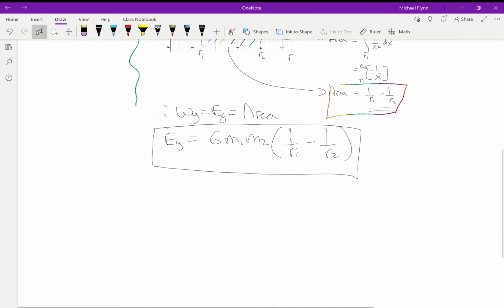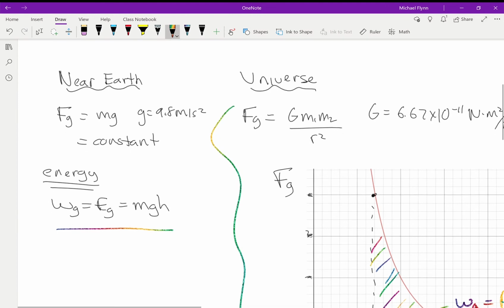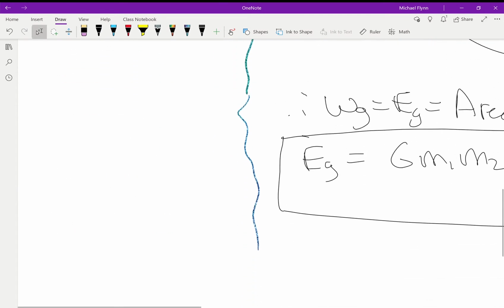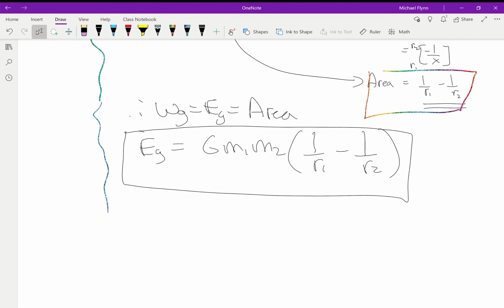And unfortunately, that's not the end of the lesson. There's a couple of other things we have to discuss. It's so funny though, because that's the end of our little table for near the Earth. It's so simple, right? But in the universe, not so much. It's a little bit more complicated. That's okay. We just use this formula and we'll get it.